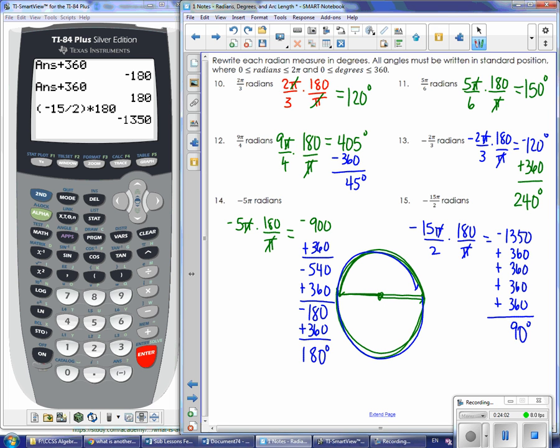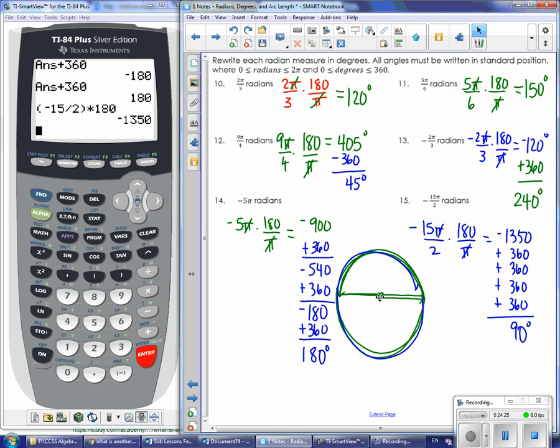Been going backwards. And the same with number 15. If it's negative 15 pi over 2, I'm going in the clockwise direction, and I'm going around and around and around several times. And so in order to get back into standard position, I'm going to unwind it, and it looks like I have to go around 4 times before it ends up being a positive 90.